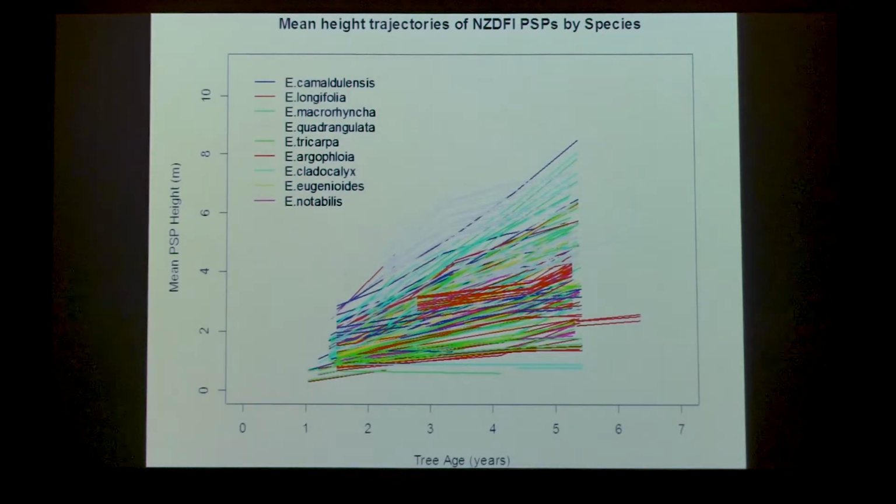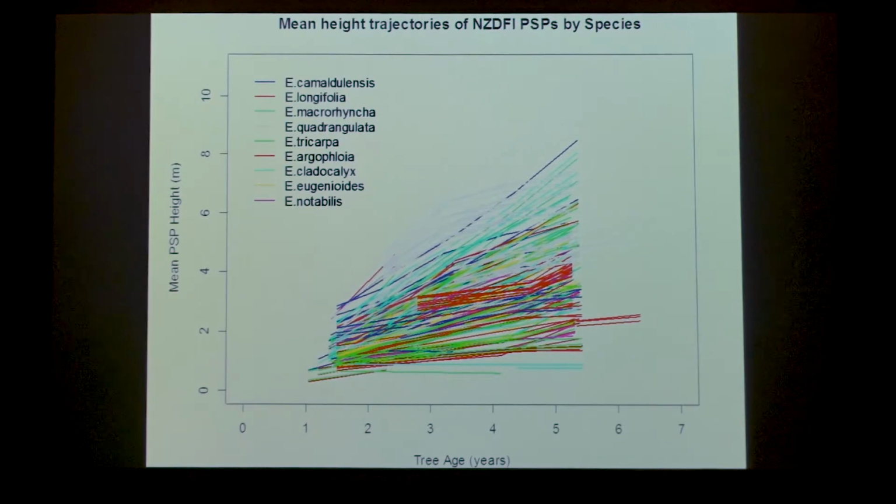These are mean height trajectories by species, and a couple of interesting things here. Most of those involved with this project know that quadrangulata seems to grow quite rapidly on many sites, and that's reflected here. So these are quadrangulata sites. But look at this. This is really interesting. That's something that we've just become aware of recently, that this is quadrangulata growing in Hawke's Bay. And we're seeing a sudden decline in growth, and we don't know why that is.